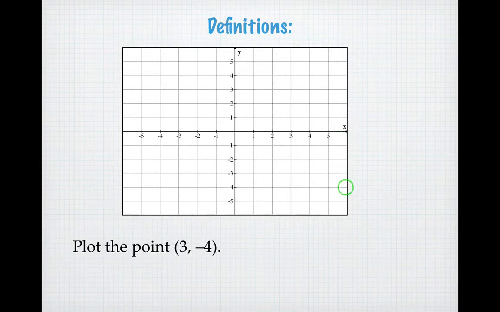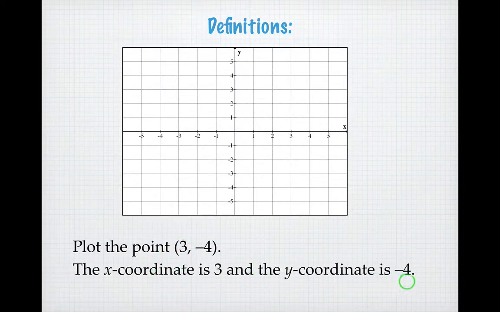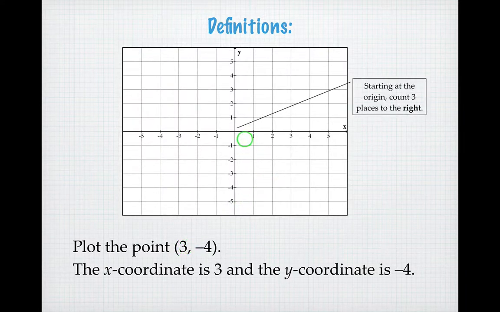So in case you forgot, here's how you plot a point, 3, -4. Now, the x-coordinate is first, and the y-coordinate is second. So the x-coordinate is 3, and the y-coordinate is -4. So now how do we plot this point? Well, we start at the origin and count to the right 3 places on the x-axis. See, this is the x-axis right here. We count to the right, 1, 2, 3.